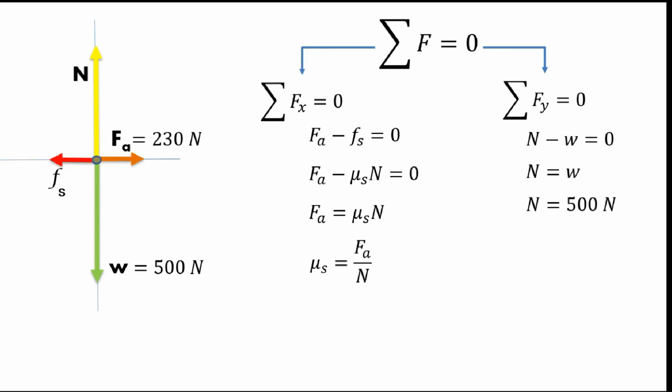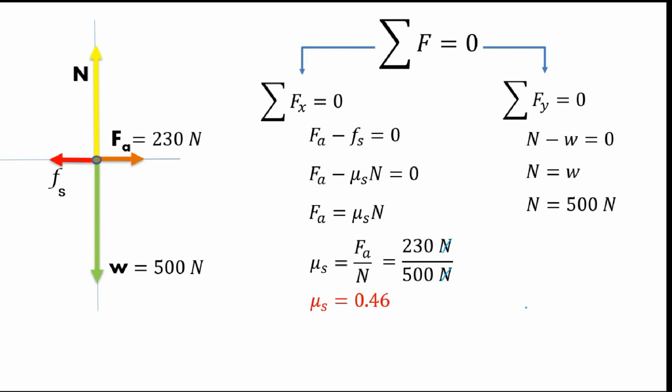So let's substitute the given. The applied force is 230 Newton divided by 500 Newton. Let's cancel out the units. So the answer for mu s, or the coefficient of static friction, is 0.46.